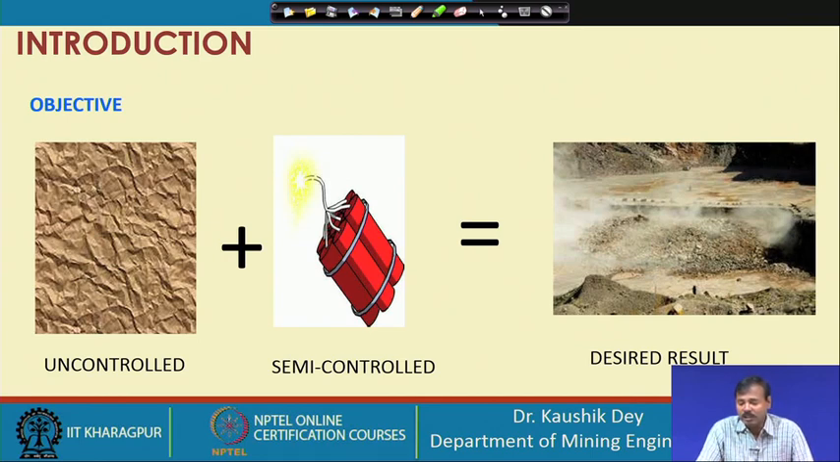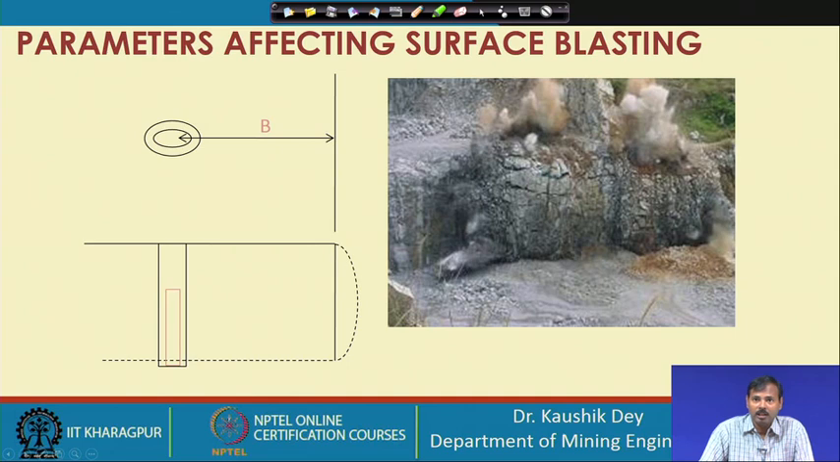we have to give the desired result, and this result may be in terms of fragmentation, in terms of throw of the muck pile, in terms of the shape of the muck pile, or in terms of the ground vibration generated, which should not hinder the people. So, the results may be of different types, but the objective of the blaster is to address those results with an uncontrolled rock and with a semi-controlled explosive.